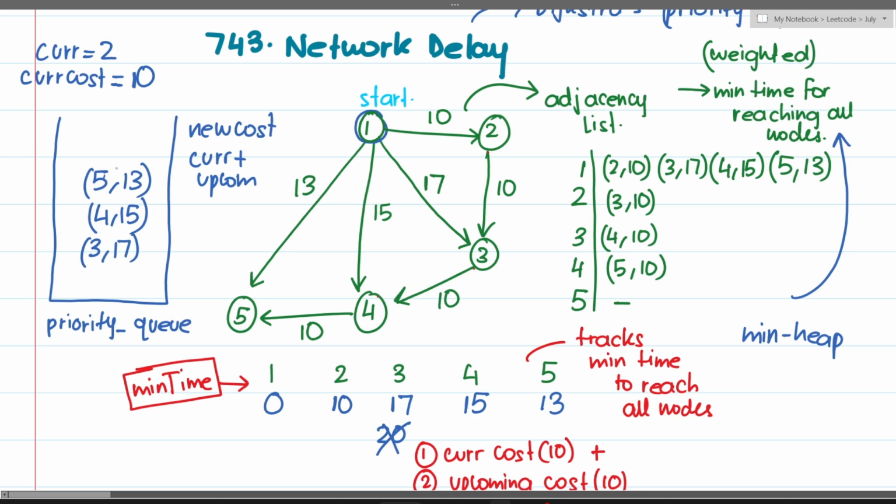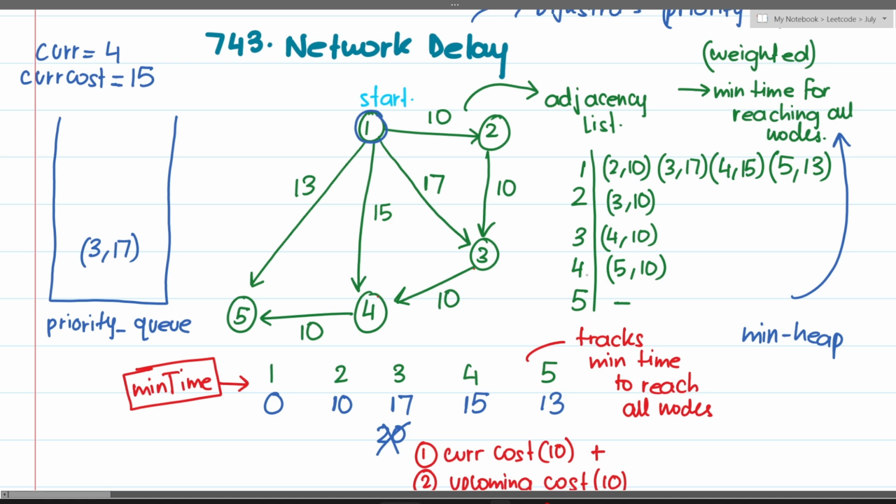Then I remove this particular pair from my priority queue, 5 comma 13. The current node is 5, the current cost is 13. I remove this, and I observe where I can go from node 5. I can go exactly nowhere, right? So that's it for 5. Then I remove 4 comma 15.